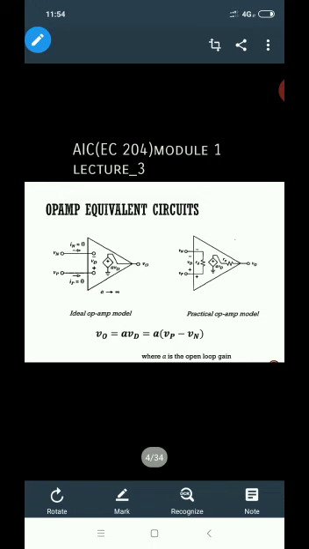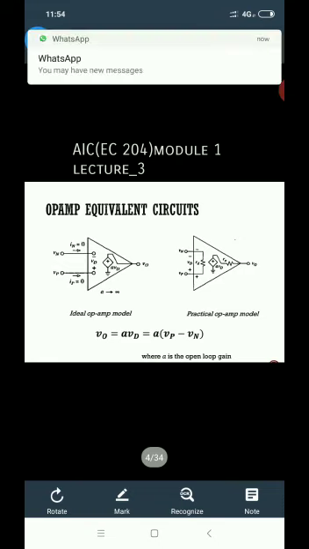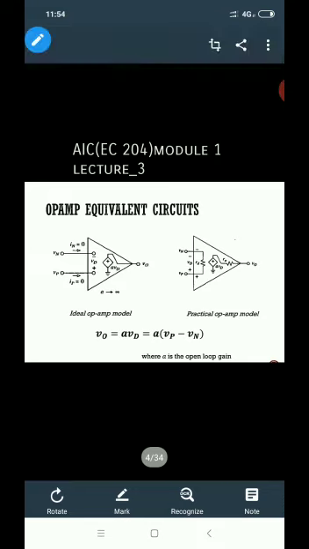Now the equivalent circuit of the op-amp. We have the negative input terminal, called the inverting input terminal, the positive input terminal, and the output terminal. These are the terminals we can view physically from outside. Internally there are two types of model: the ideal op-amp model and the practical op-amp model. In the ideal op-amp model we have only the equivalent diagram. In the circuit symbol, inside we have A times the differential voltage VD, the difference between the two terminal voltages. So that is the output.